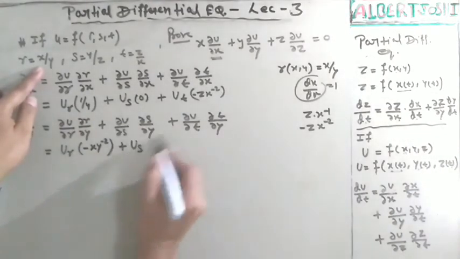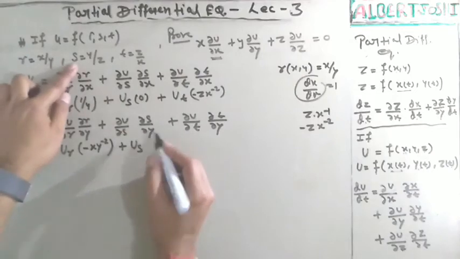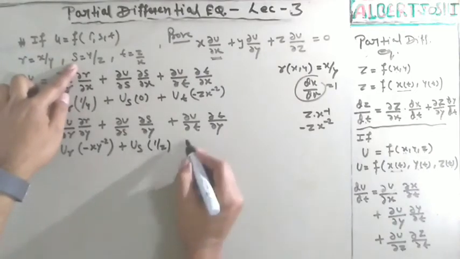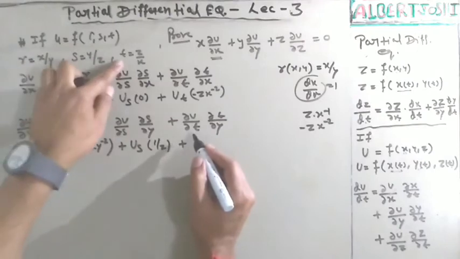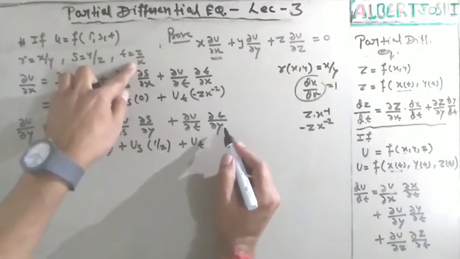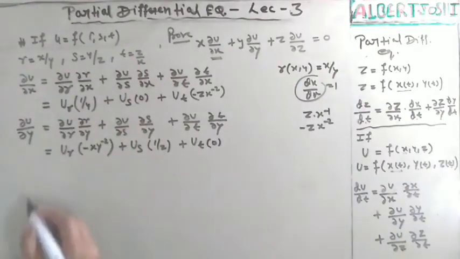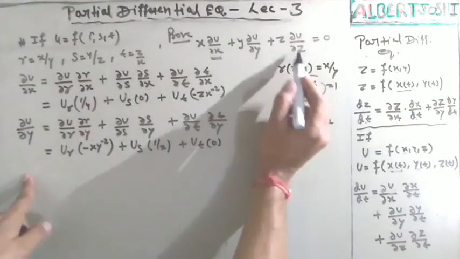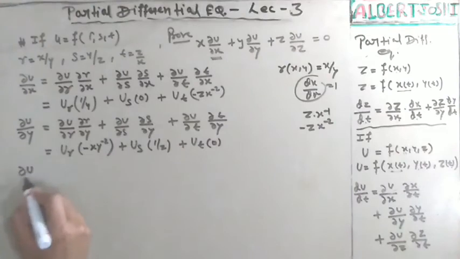Then U_S, del S upon del Y. Then you are getting 1 upon Z. Then plus del U upon del T, this is U_T, del T upon del Y. There is no Y, so this is 0. Now again you have to differentiate this U with respect to Z.